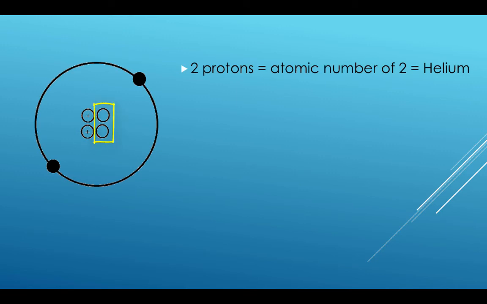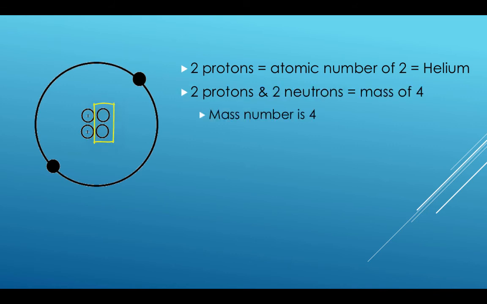If we look at this atom as an example, we see that it has 2 protons. Its atomic number is 2. Looking at our periodic table, the only element that has 2 protons is helium. It has 2 neutrons. And remember, the protons and neutrons are the only subatomic particles with mass. So the mass of this helium is 4. We call this the mass number.